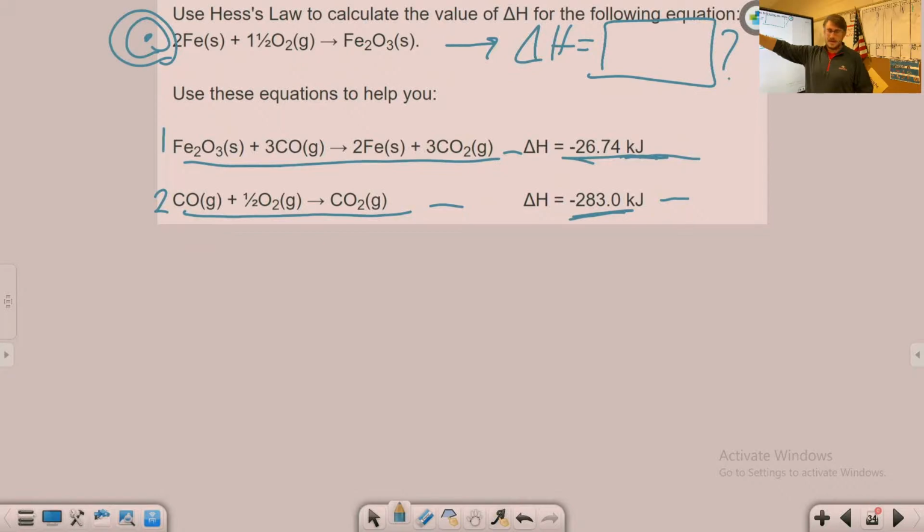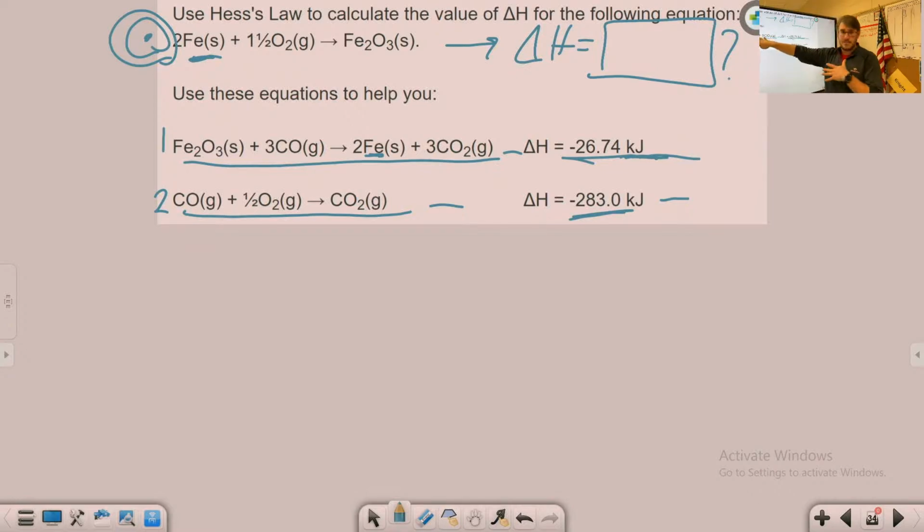We'll just start with the beginning. We notice that two Fe are on the reactant side. Do you notice 2 Fe anywhere in the two given reactions? You'll notice that there is an Fe on the product side of reaction 1. Therefore, it's on the product side, but in the third target reaction, we need it on the reactant side.